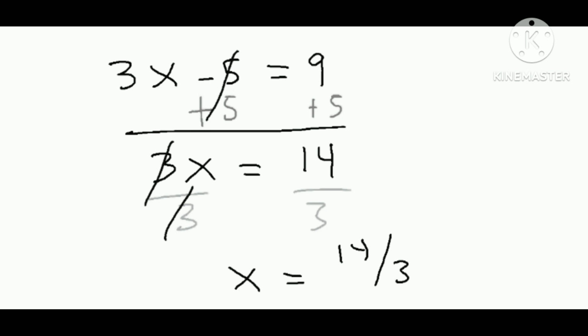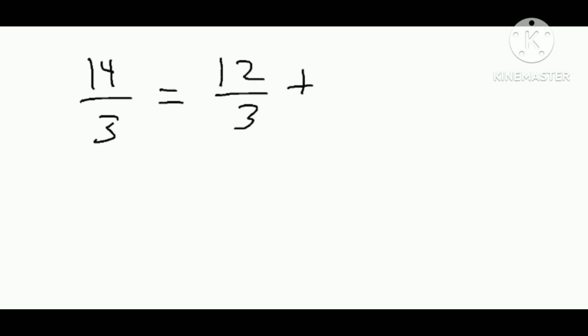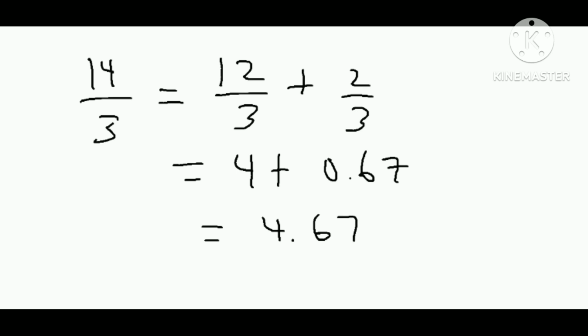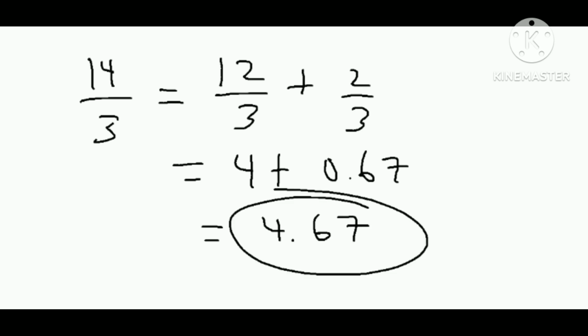Now what is 14 over 3? What is that as a decimal? We can separate 14 into 12 and 2. 12 divided by 3 is 4. And 1/3 is 0.33, 2/3 is 0.66 repeated, or if you round it, 0.67. So this is about 4.67 as a decimal.